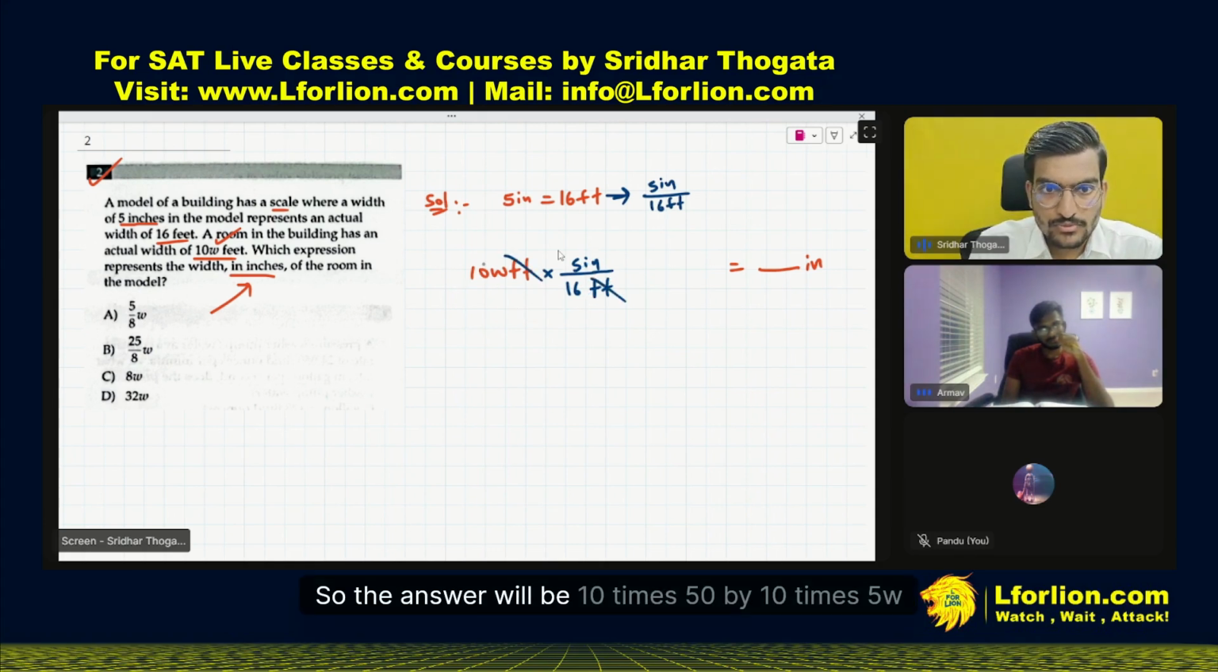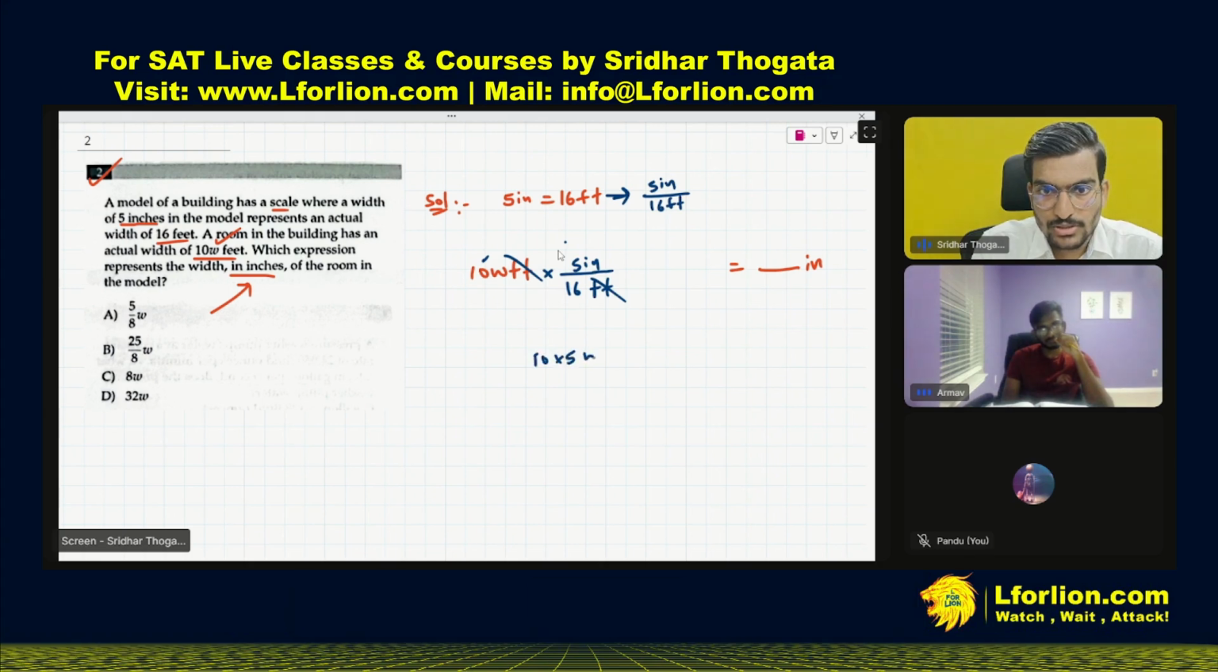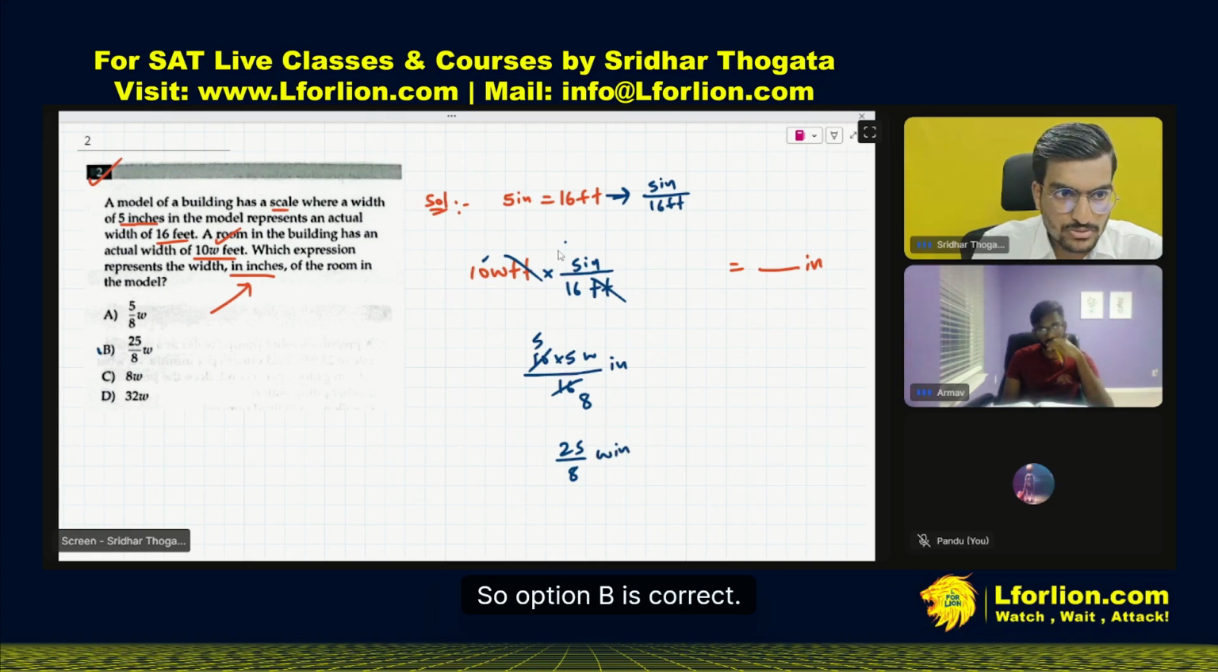So the answer will be 10 times 5W by 16 inches. So that will be 50W by 16. So 2 times 5, 2 times 8. So 25W by 8 inches. So option B is correct.